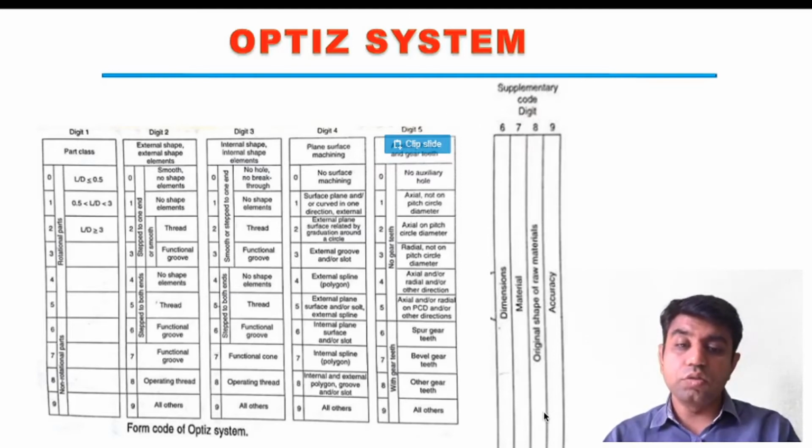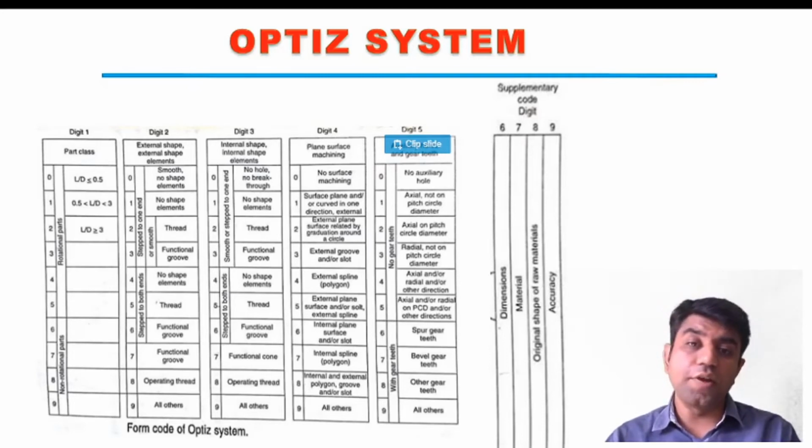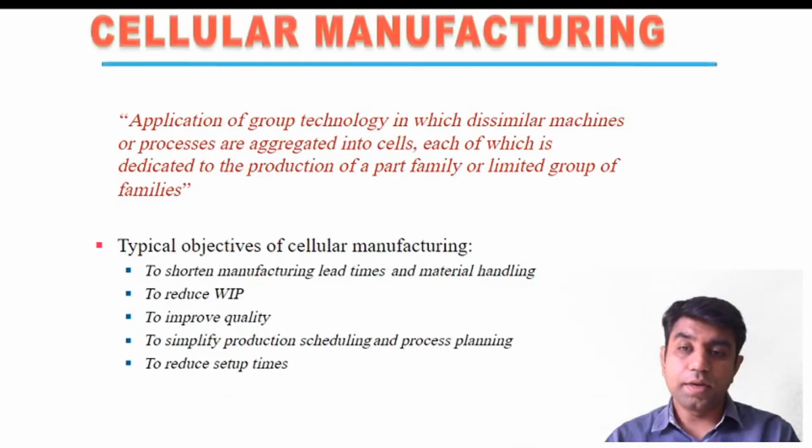The eighth digit gives the idea about the original shape of the raw material, and the ninth digit defines what kind of accuracy is required for the particular part, right?